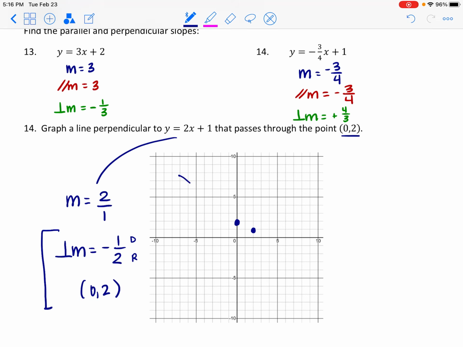And if I connect these, let me try that once more. And that looks pretty good. If I connect these, that is the line that is perpendicular to 2x plus 1 passing through that point. Now, just so you can see what perpendicular looks like, again, I'm going to graph this one. That one's on the y-axis at 1, and I would go up 2, right 1 to make a point. And if I connect those, you see exactly what perpendicular means, okay? Perpendicular means they make a perfect T. There's a perfect 90-degree angle forming in there between those two lines, okay?